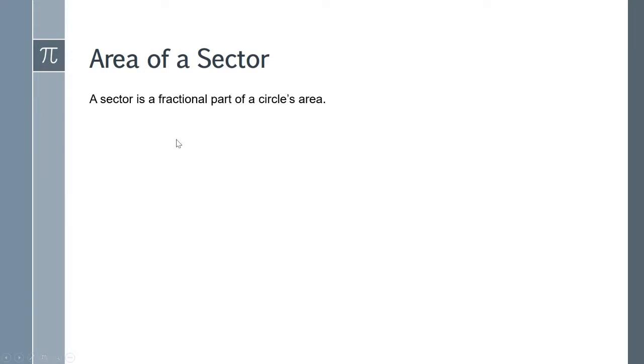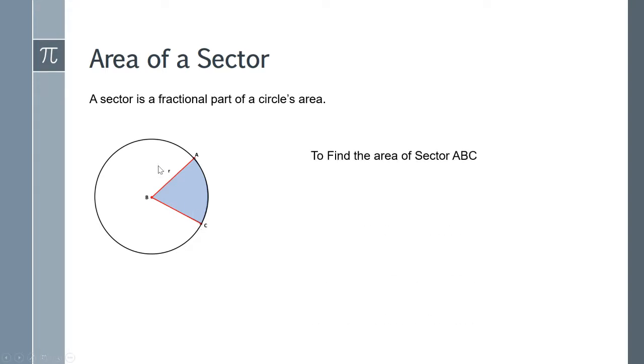So a sector is a fractional part of the circle's area. So just like we did when we did arc length, we're going to find a portion using a fraction with the area formula. So here is that same sector that we just looked at. If we wanted to find the area of this sector, sector ABC, with a radius of r, we're going to apply this formula.